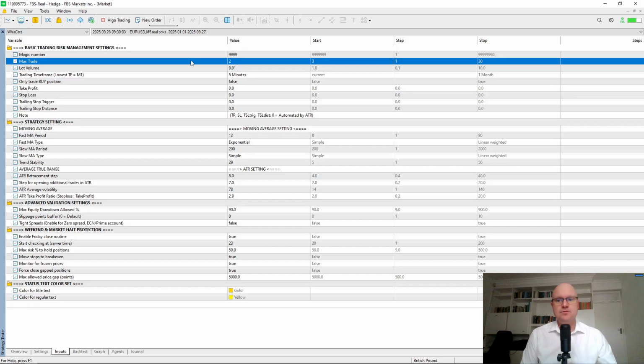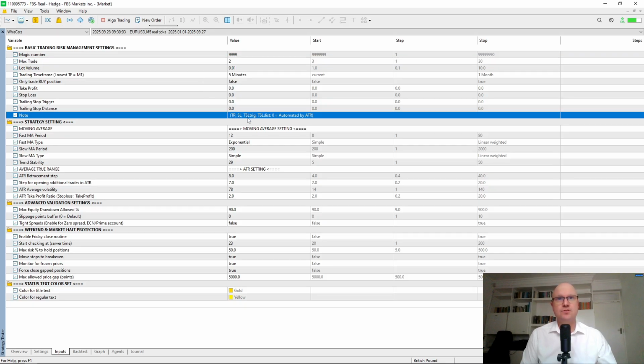Now it does use a stacking system, meaning it will enter up to 2 trades for your maximum trade amount set to 2. Then for the lot volume or lot sizing for this test, I used a 0.01 and I'm trading against the 5-minute time frame. It also has the option of only taking buy trades for those of you interested using it for stock trading.